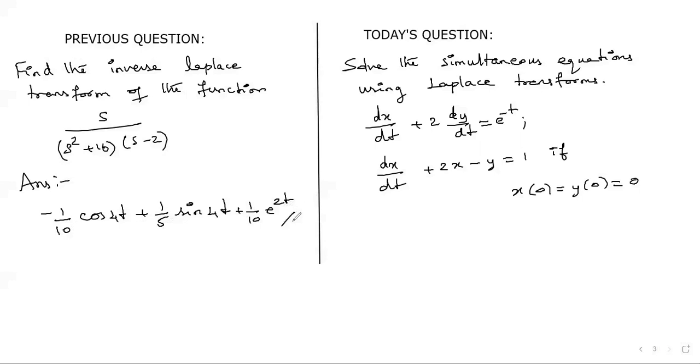to the power 2t. And today's question from this simultaneous equation is: solve the simultaneous equation using Laplace transform, dx over dt plus twice dy over dt equals e to the power negative t, and dx over dt plus 2x minus y equals 1. The condition is x of 0 and y of 0 is 0. Just try this question and see the answer in the next video.